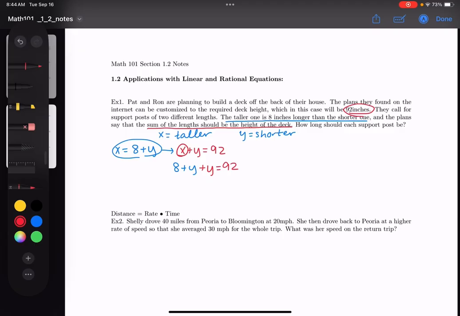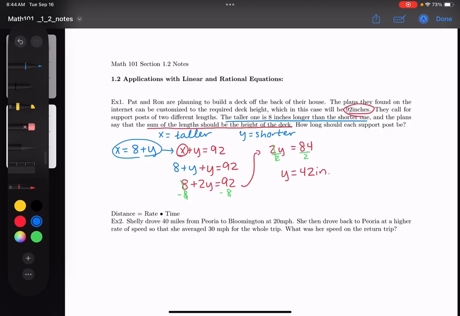Now we can solve this equation. So I have 8 plus 2y equals 92. To solve, I can subtract 8 from both sides. I get 2y equals 84. And then I can divide by 2. So I get that y is equal to 42. And this is inches.